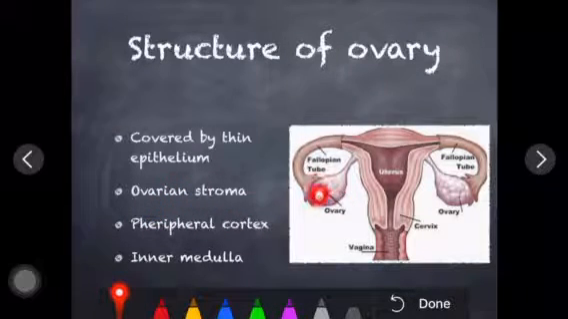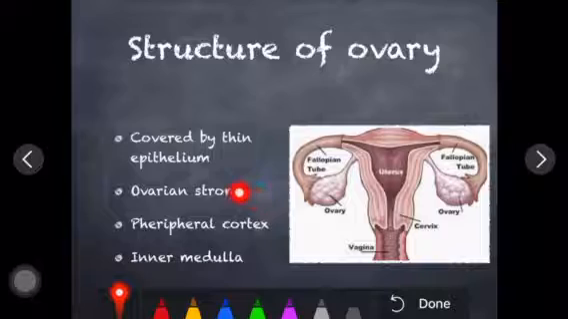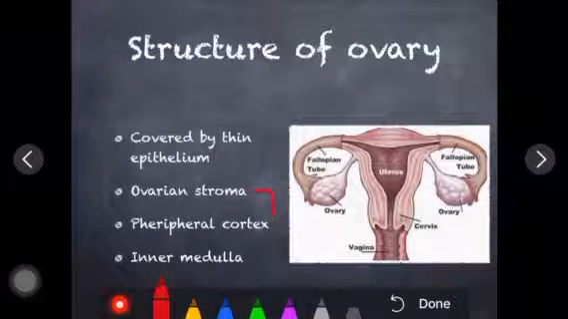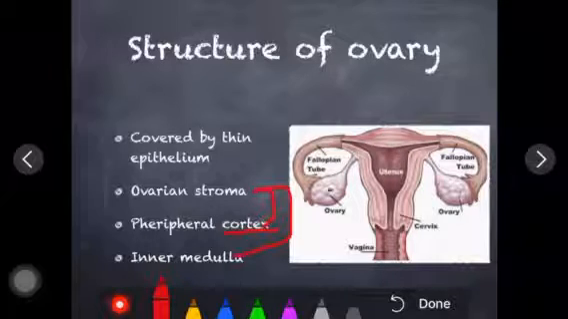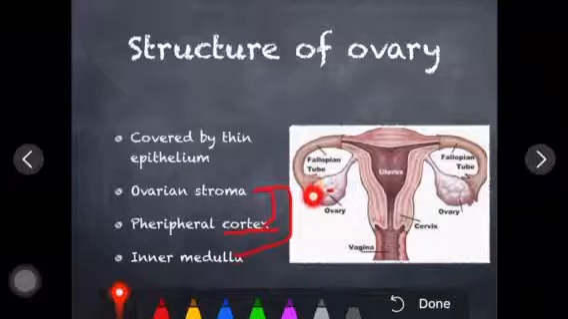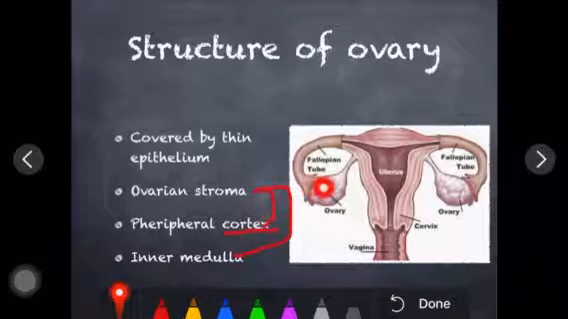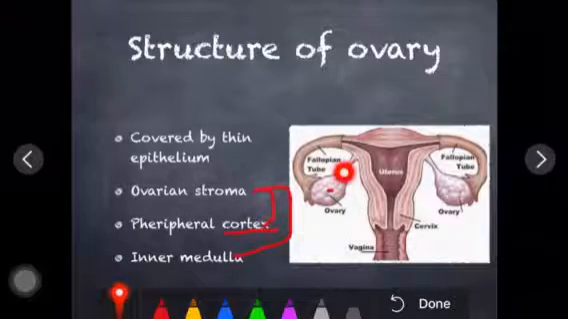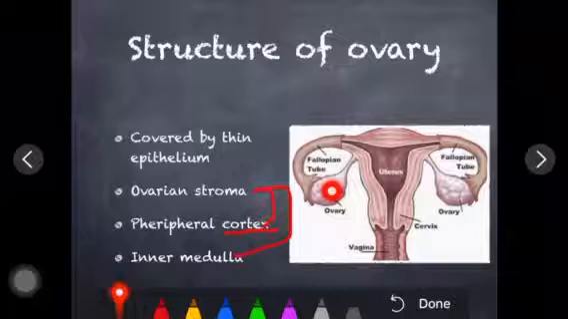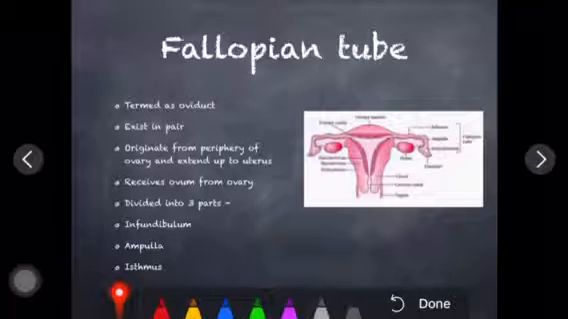Now next, two portions are there in the ovaries. The overall ovarian stroma gets divided into two parts. One is the peripheral cortex and another is the inner medulla. As per the name, we can say the cortex lies outside. So the outside area is considered the peripheral cortex, and when we go more inside the ovary, that is called the inner medulla portion, and the overall portion is called the ovarian stroma. Is it clear?